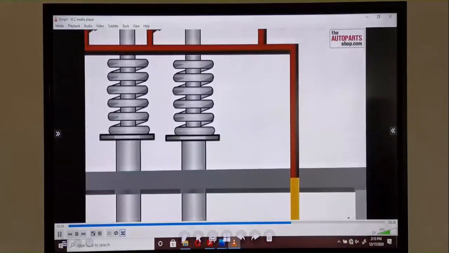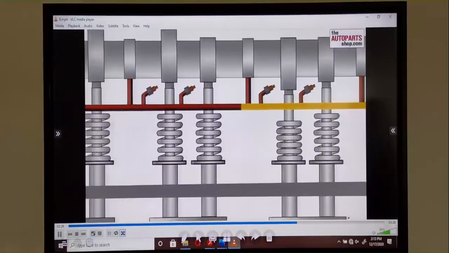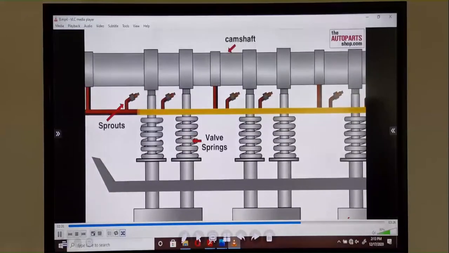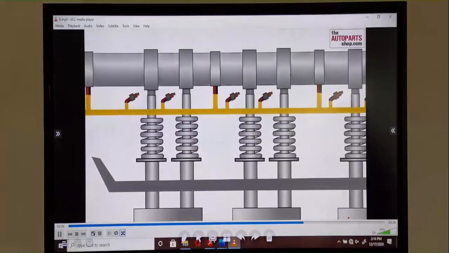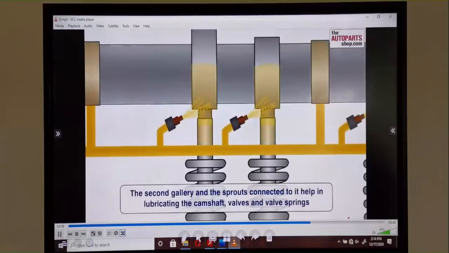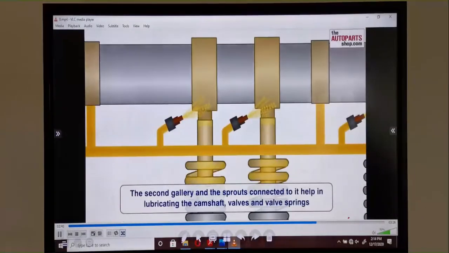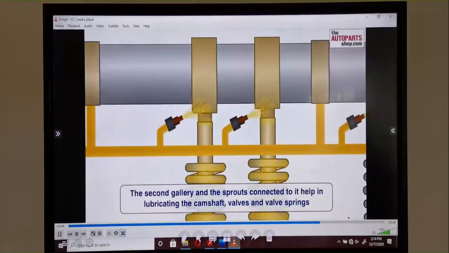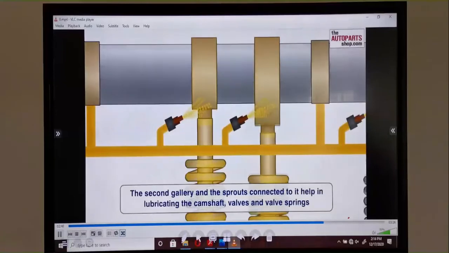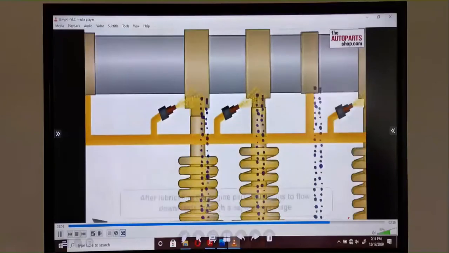So another line goes through the valve arrangement. Okay, that is a camshaft sprout. So that also sprays, because there are a lot of moving parts in the rocker arm and the push rod. Okay, so those moving parts are also lubricated by this engine oil.